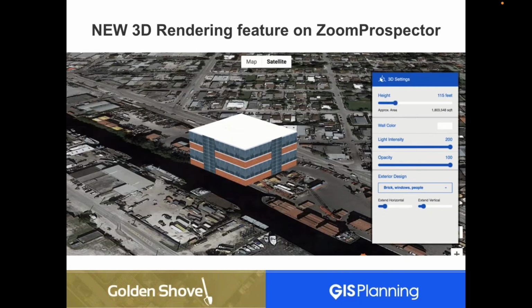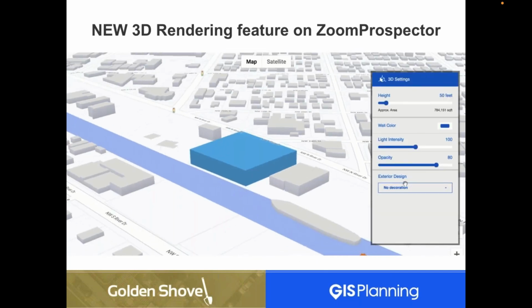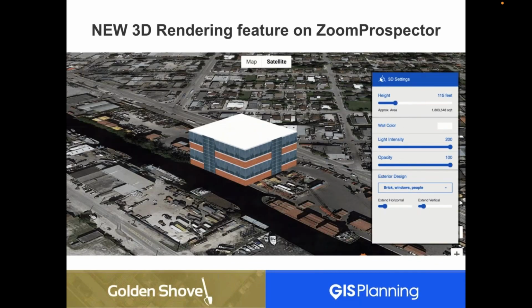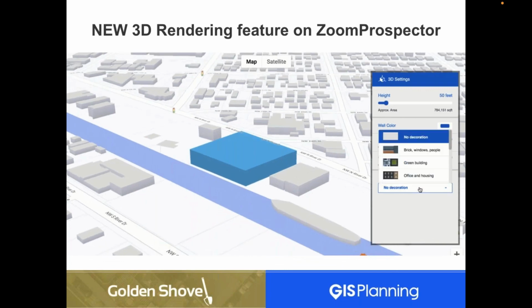One of the things that we just launched a couple weeks ago is a brand new 3D rendering feature. This is automatically built into Zoom Prospector for every single property report. Anyone can come in, they don't need to log in, they don't need to remember a new password. Use your mouse to just draw a building on a space. You could do that on both satellite view or map view.